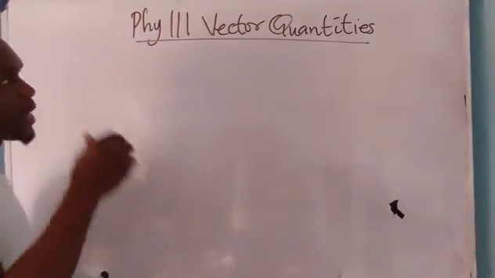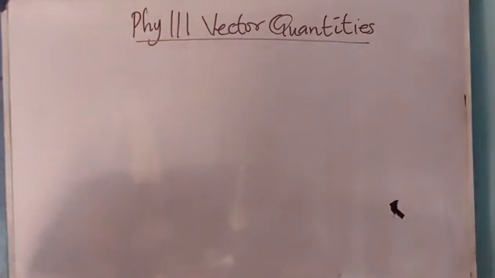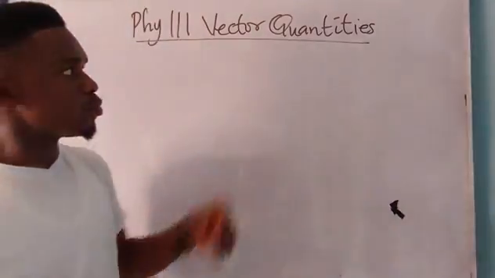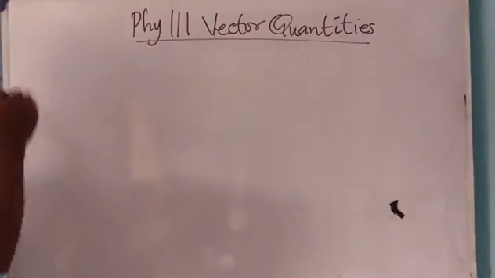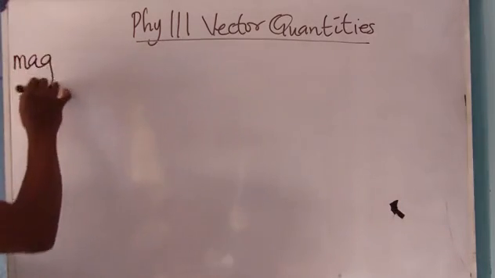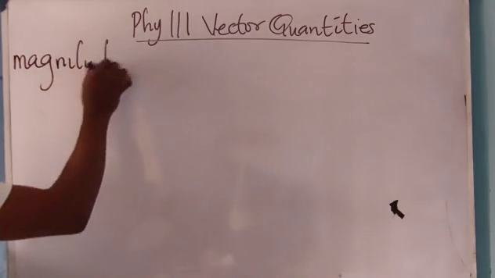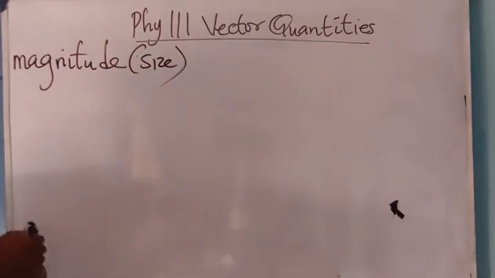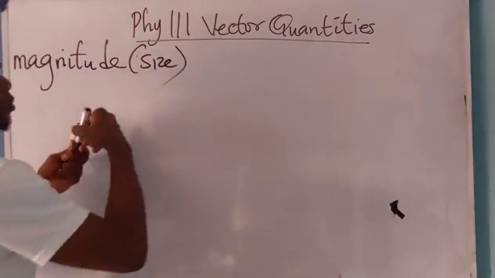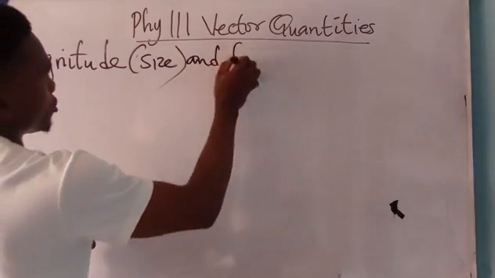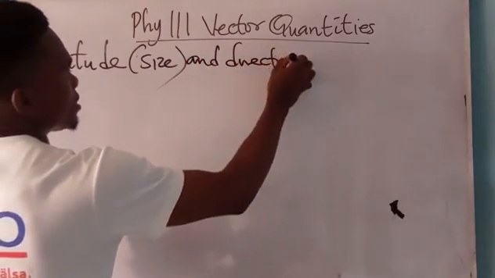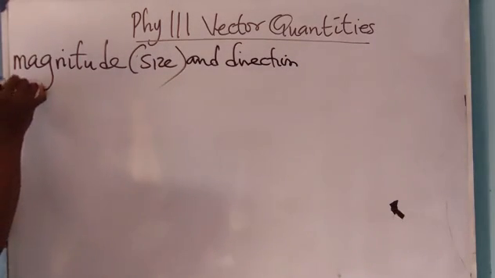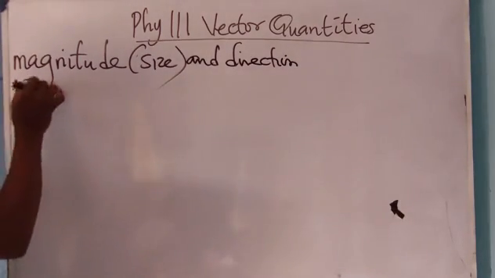In today's video, like I said, we'll be discussing vector quantities. What are vector quantities? They are quantities with magnitude and what? Direction. They are quantities with magnitude. Magnitude means what? Size. So they are quantities with both size and what? Direction. What are examples of vector quantities? Please take note of it. It's very, very important. Now we have displacement.